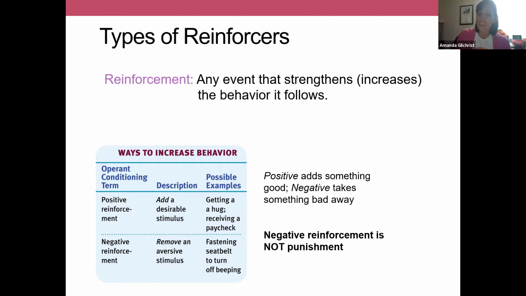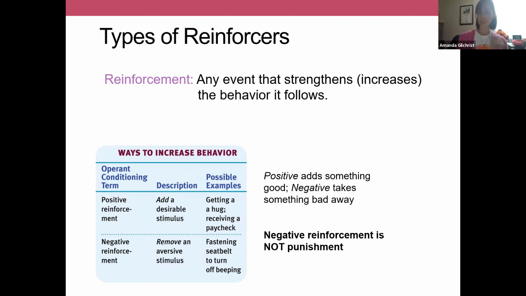So we have to start by talking about reinforcement. And when we talk about operant conditioning, reinforcement is any event that increases the behavior that it follows. So positive reinforcement is pretty straightforward. Positive reinforcement is basically when you add something that is desirable. So for example, you get a paycheck, or you get a hug, or you get a piece of food every time you press the bar. So we're going to add a desirable stimulus, and as a result, it's going to increase the likelihood of that behavior occurring in the future.